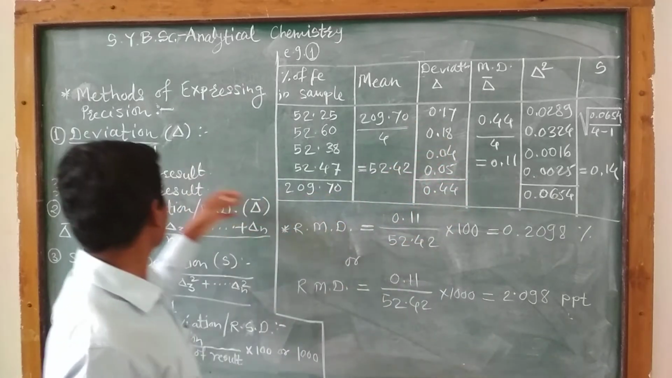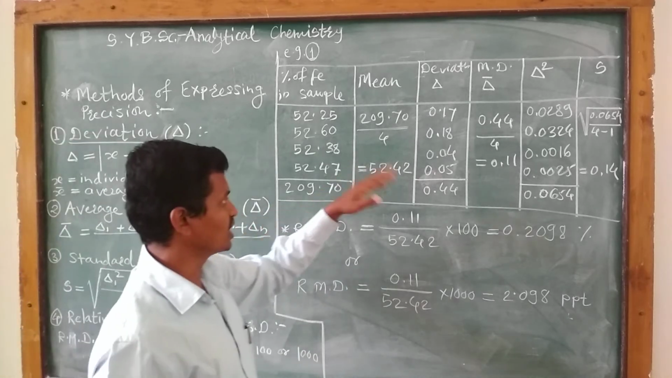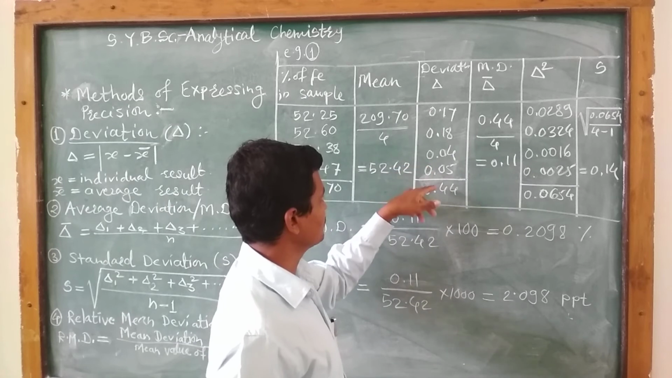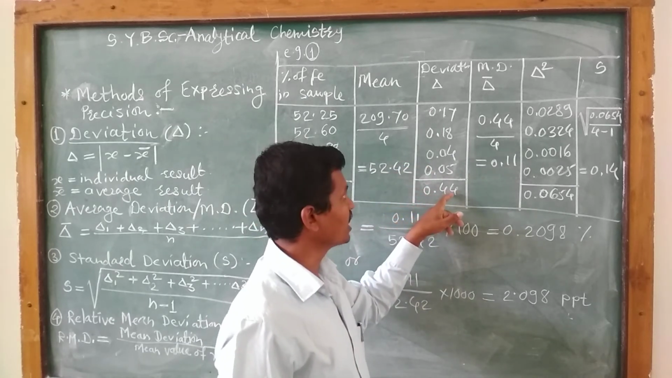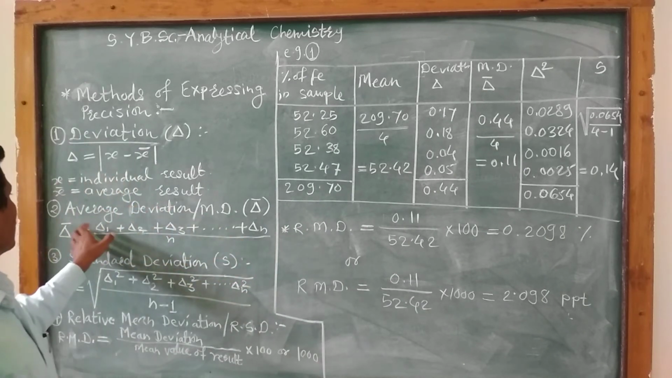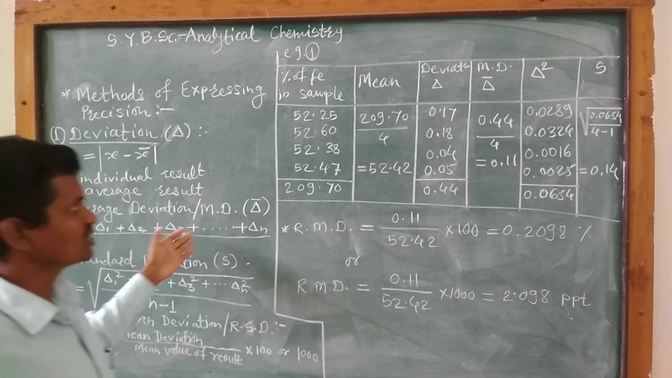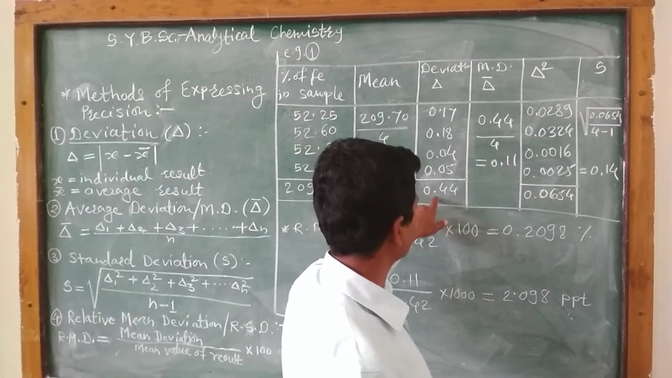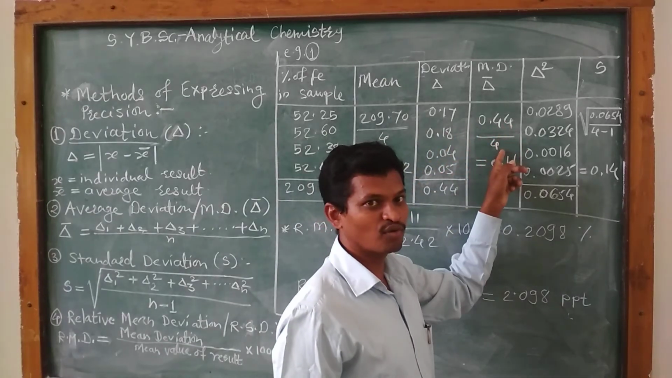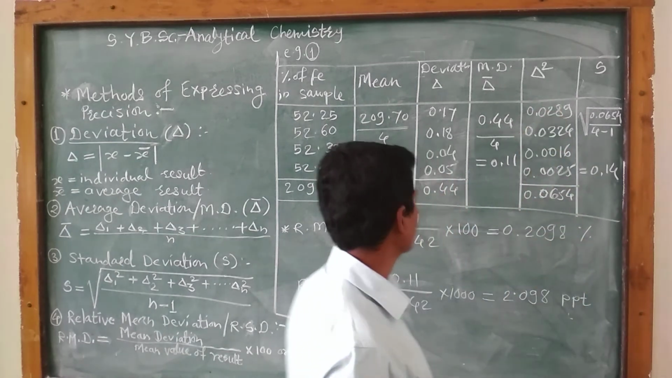Then next one is mean deviation or average deviation, which we have to calculate. We have done the summation of all these deviations, it is 0.44. The formula for mean deviation is very simple: the sum of all the deviations divided by the number of observations. So the sum of deviations is 0.44, divided by the number of observations, 4. 0.44 divided by 4 is equal to 0.11. Then del square.